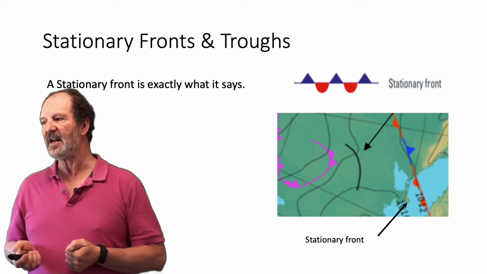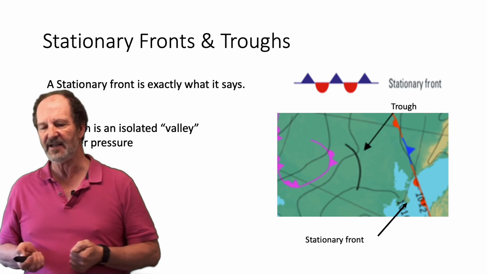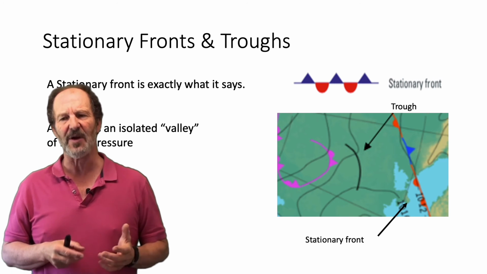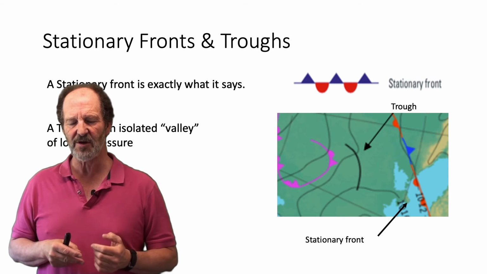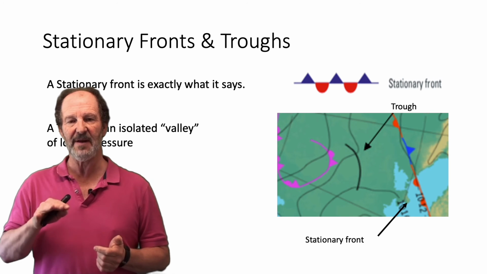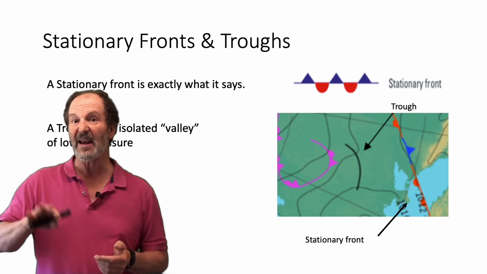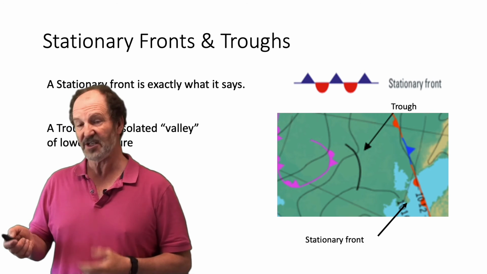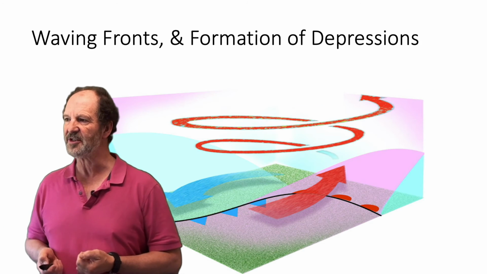A trough is marked by just a solid black line, which seems to be completely unattached to anything and with no symbols on it on the pressure chart. A trough just means that there is a dip in the pressure. So it's like a little valley as opposed to a big bowl, which is a depression, simple as that. So these are the features of the surface pressure chart.